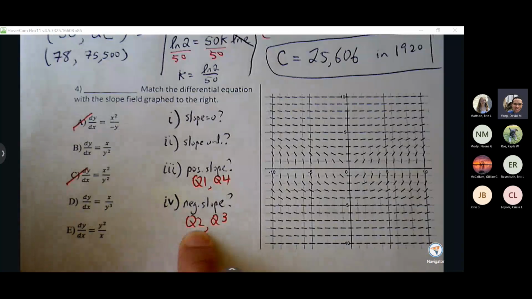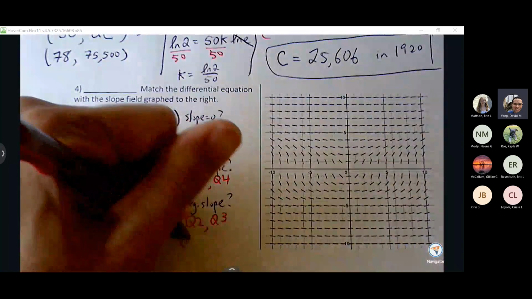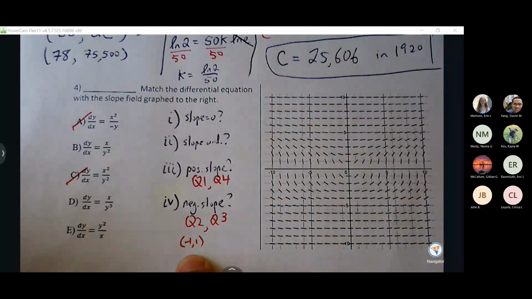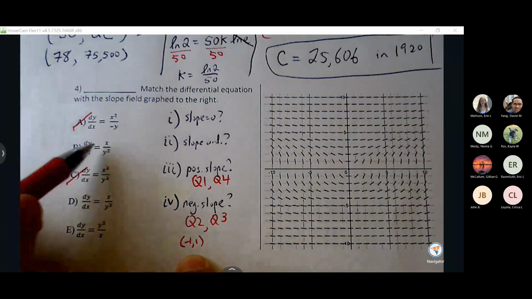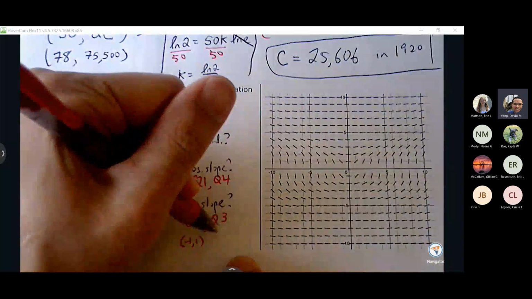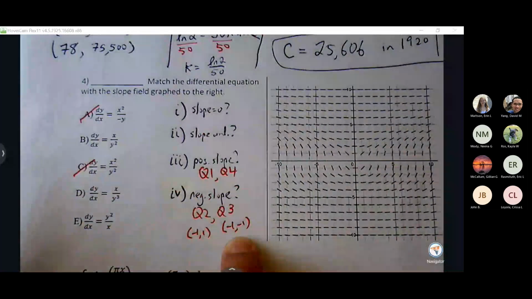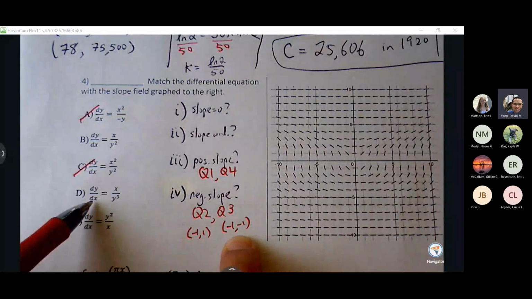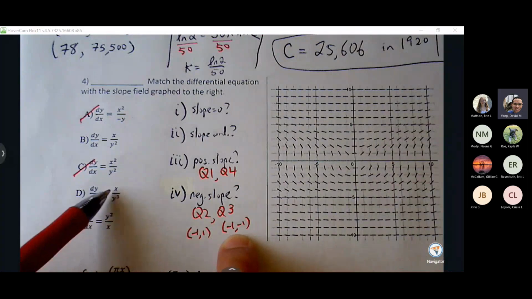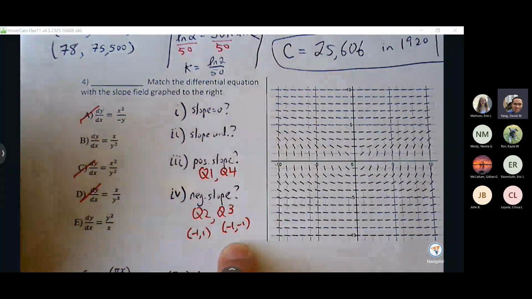I'm getting negative slope at second quadrant. So let's say like negative 1, 1. Yeah, that's not going to help me narrow down anything here. Quadrant 3, negative 1 should give me a negative slope. This one is out, right? If I plug negative 1, I'm getting negative over a negative, which is positive. It's not consistent with what I see here.